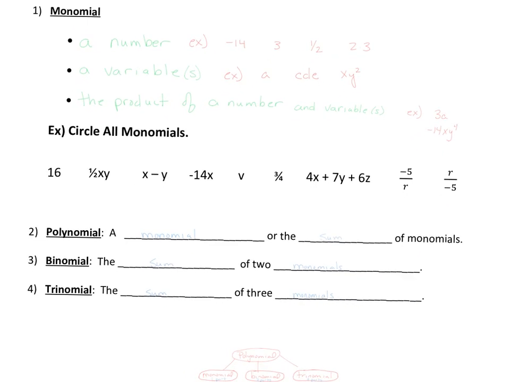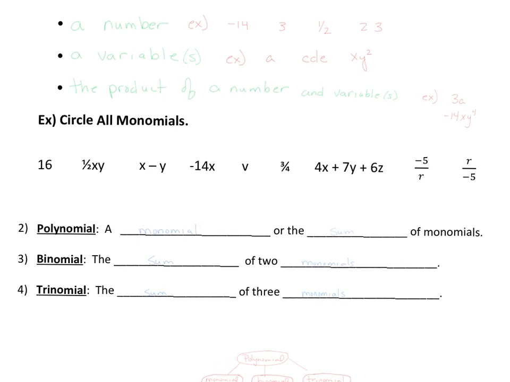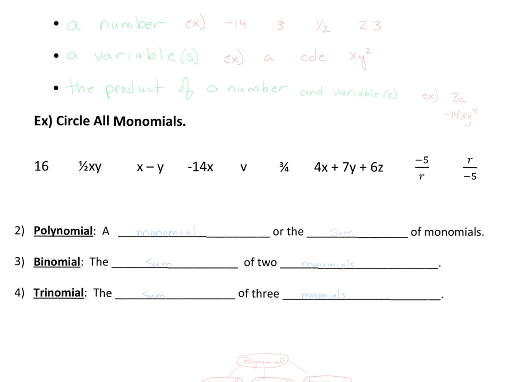So then I gave you an example to circle all monomials, okay? First off, 16 would work, so I circled it because it's a number. 1/2 xy would have worked because you're multiplying xy and the number half together. X minus y will not work, all because of that subtraction. You cannot have subtraction in the problem. Next one, -14x, that works because it's -14 times x. V would work because it's a letter. 3/4 would work because it's a number.